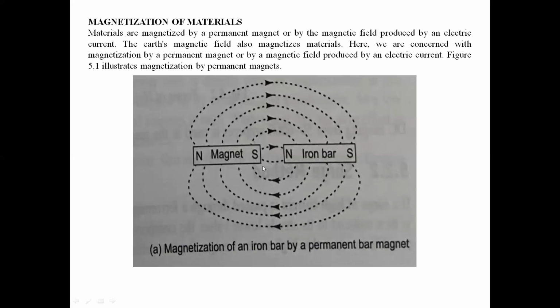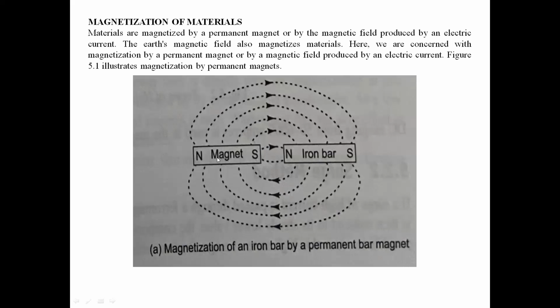By using these permanent magnets or electromagnets, we can magnetize the testing material for conducting the magnetic particle test. Okay, we can apply magnetism to the material either by means of a permanent magnet or by means of electromagnets.